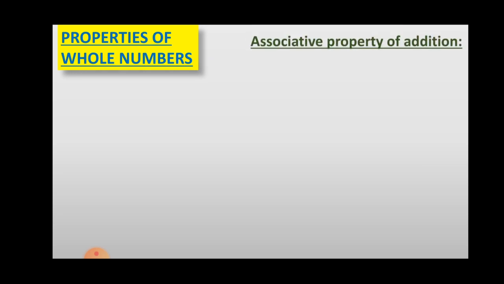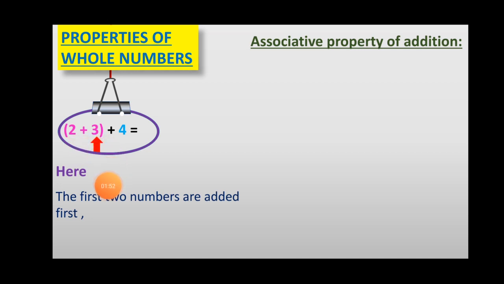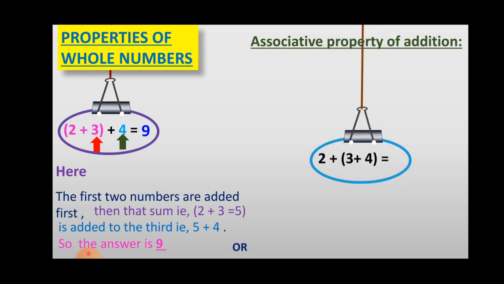Now, let us move to the next property of whole numbers, that is associative property of addition. So children, here you can see that this time we have taken three whole numbers, and the two whole numbers inside the bracket we are going to solve first. By adding them first, you get their sum equal to 5, and then this sum we can add to the third whole number, that is 4. By doing so, we have obtained the answer equal to 9.